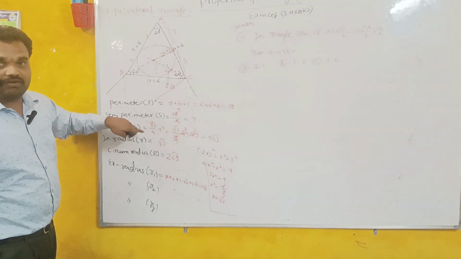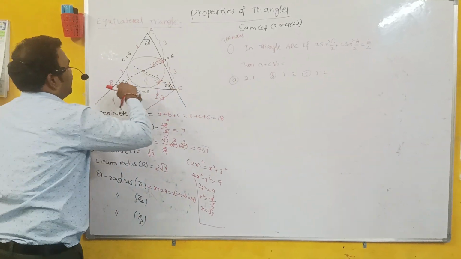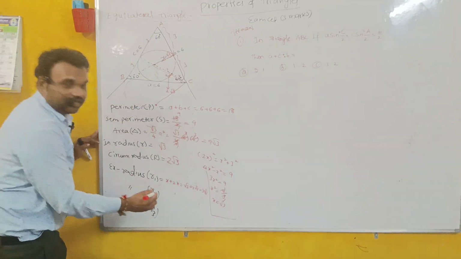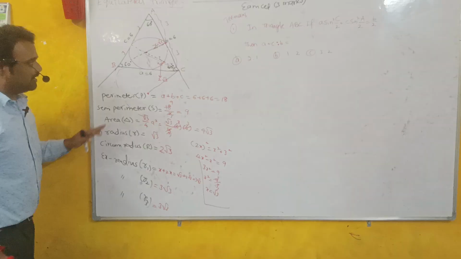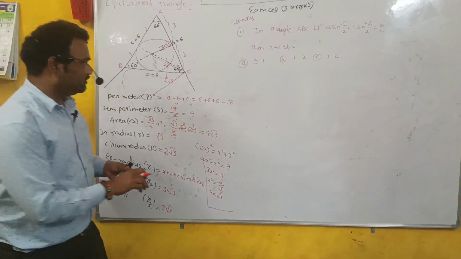The exradius is this one from here. Again I draw one more, that is also equal to 3 root 3. Again one more, that is also equal to 3 root 3. R1, R2, R3, the exradius is the same, because if I draw one circle, then it is 3 root 3. Now coming to the question.